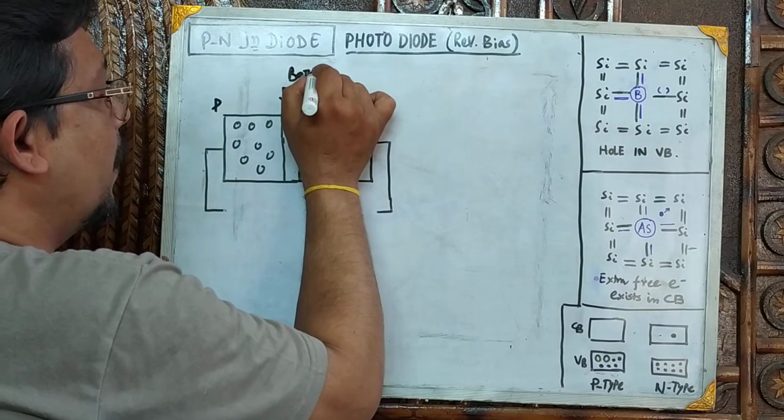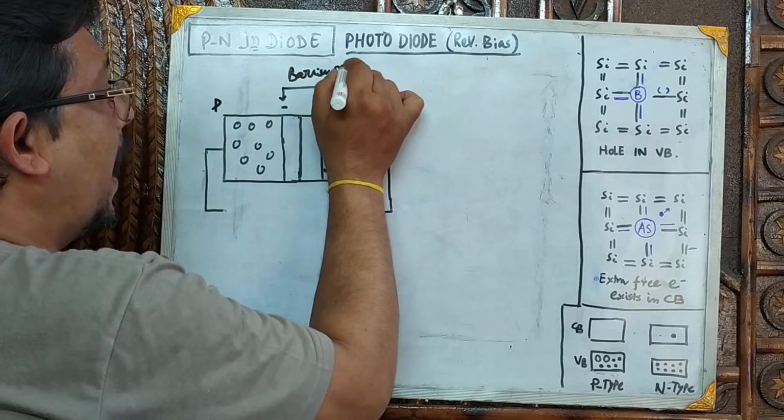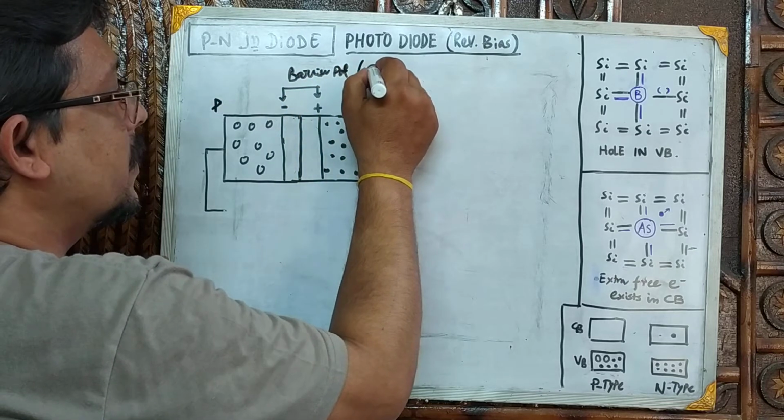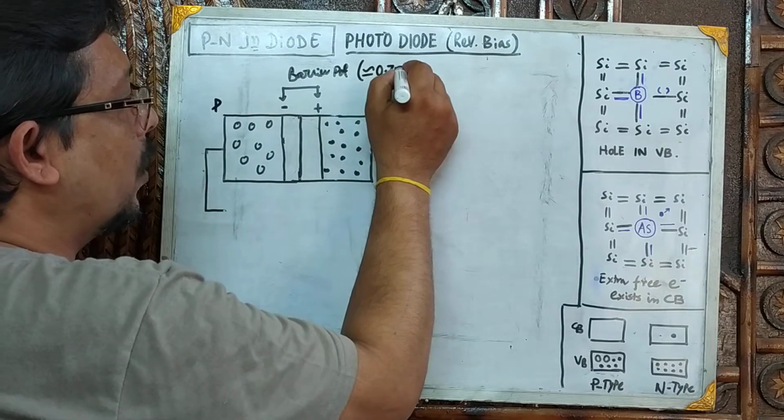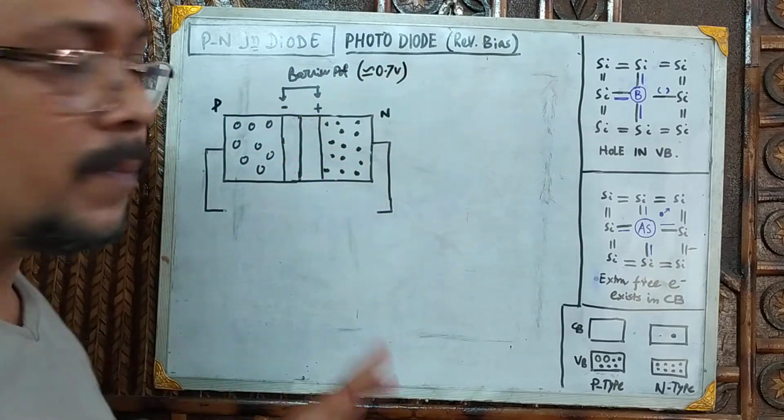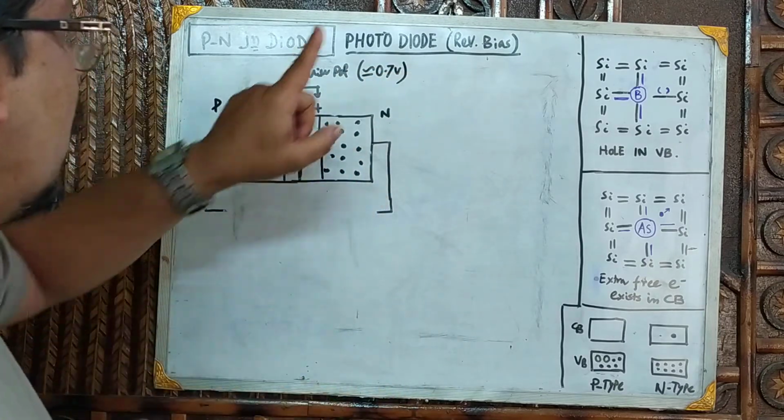This is called the barrier potential. And we know in case of silicon crystal, this is nearly equal to 0.7 volt. So this is the combination before connecting the battery. Okay. Now we'll do the photodiode.